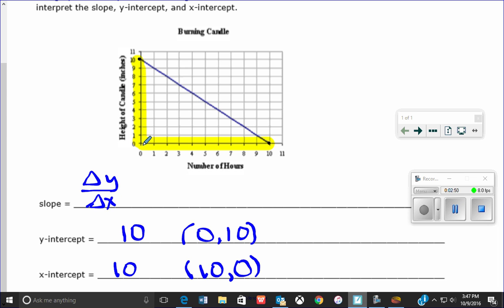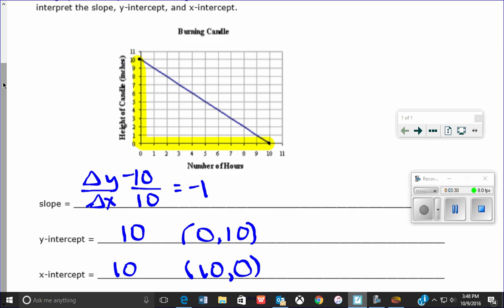So change in y from 0 to 10, that's 10. Okay, but let's notice, since the slope is decreasing, the steepness is going down, it's going to be a negative 10. So from 10 to 0, it's going down. So that's negative 10. That's a negative movement when you go down. So when you go to the right, that's going to be a positive movement. So that's 10. So negative 10 divided by 10 would be negative 1.